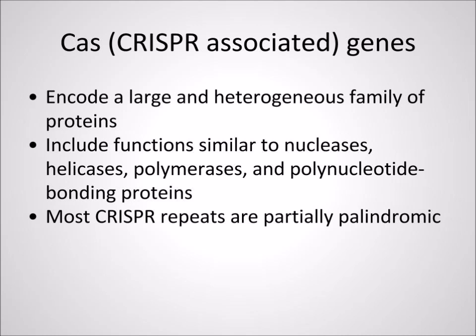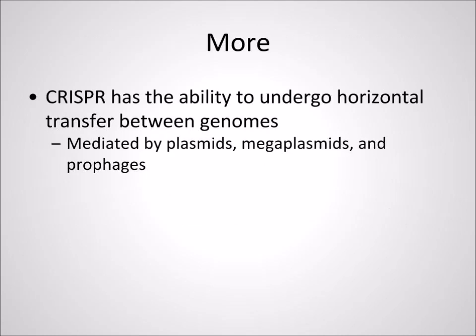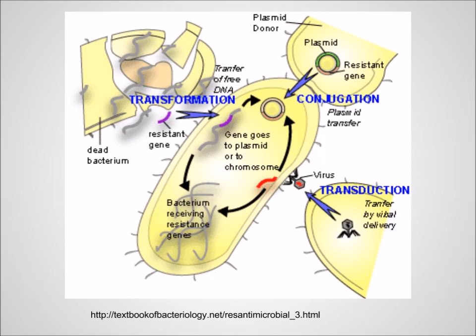Most CRISPR repeats are partially palindromic, which Saad referred to earlier. In addition, CRISPR has the ability to undergo horizontal transfer between genomes. This horizontal transfer can be mediated by plasmids, megaplasmids, and prophages. This is a picture of the horizontal transfer that can occur, similar to the slide in our background information, which explains the way that exogenous DNA can transfer from cell to cell.